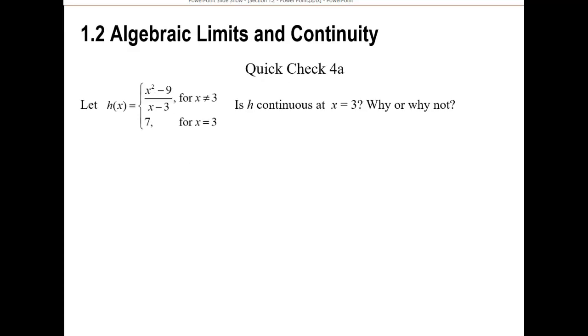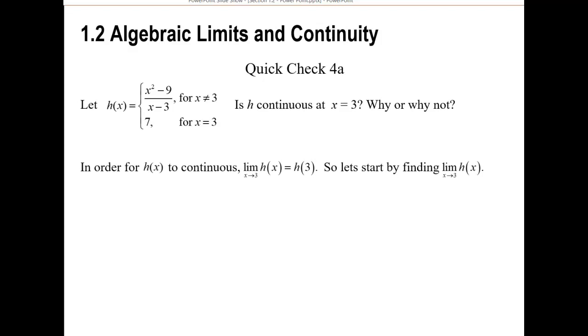All right, here's another piecewise function. h of x equals x squared minus 9 over x minus 3 for any value of x not equal to 3, and then the function h of x equals 7 if x is equal to 3. So we want to know, is this function continuous at 3? All right, so we can see here that at 3 the value is 7. So h of 3 would just equal 7.